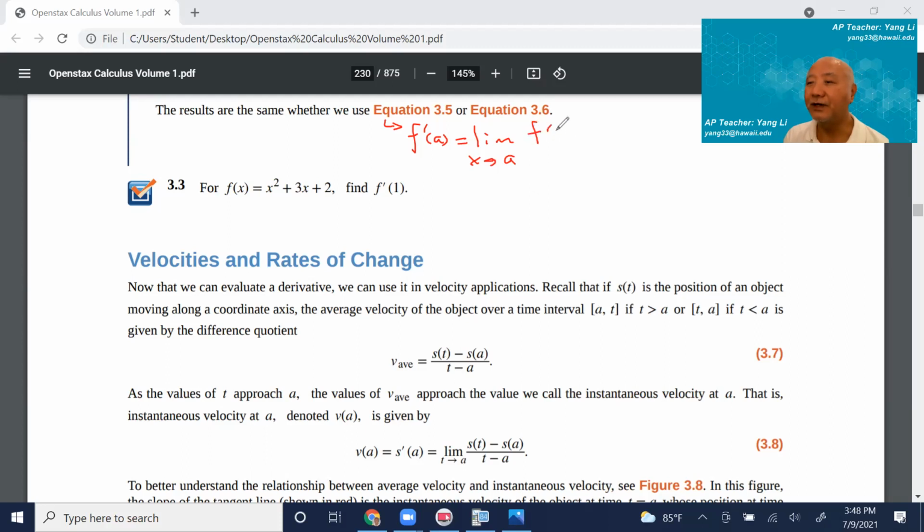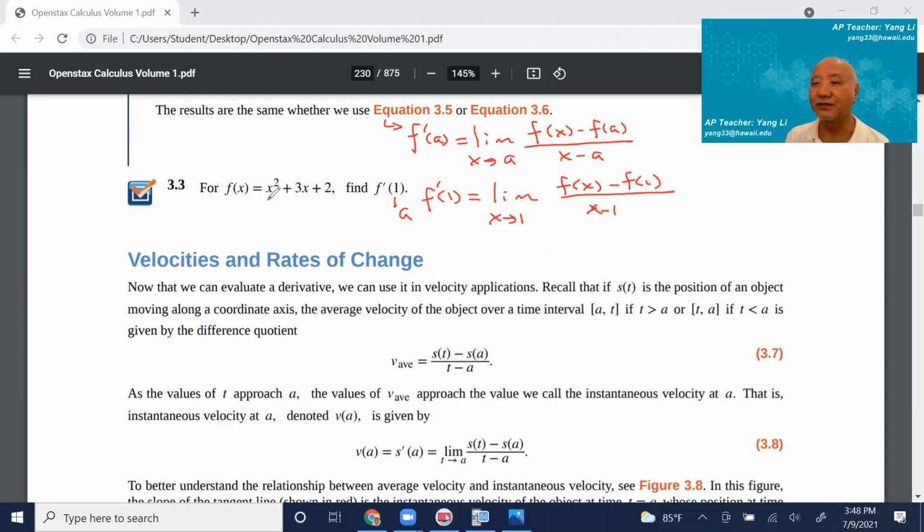and then f(x) minus f(a) divided by x minus a, right? That's the one. But here, because a equals 1, we can plug it in. So we can find f derivative at x equals 1. That will equal the limit as x approaches 1 of f(x) minus f(1) divided by x minus 1, okay?